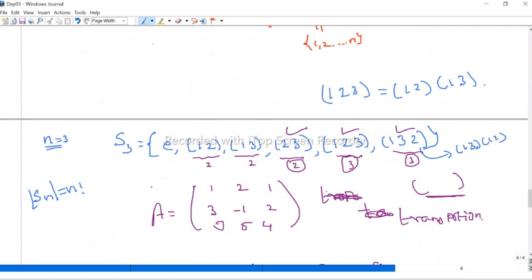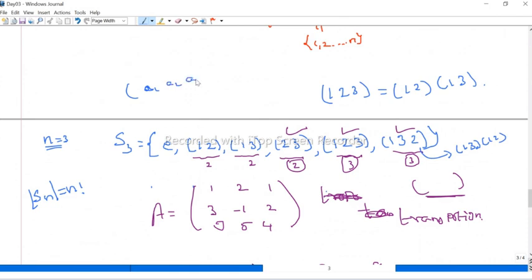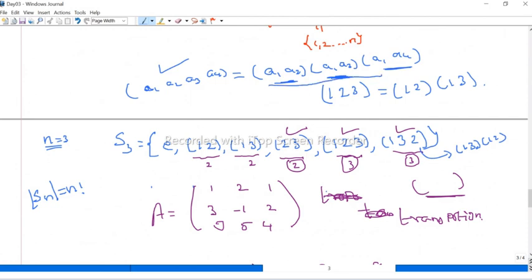For example, in general, suppose we have (A1 A2 A3 A4) like this, then it can be written as (A1 A2)(A1 A3)(A1 A4). Because the length is 2, this is a transposition, this length is 2, therefore this is a transposition, this is also length 2, therefore a transposition. Therefore this permutation, or this cycle, can be expressed as a product of transpositions. If the number of transpositions in the product is even, then we say this is an even permutation.